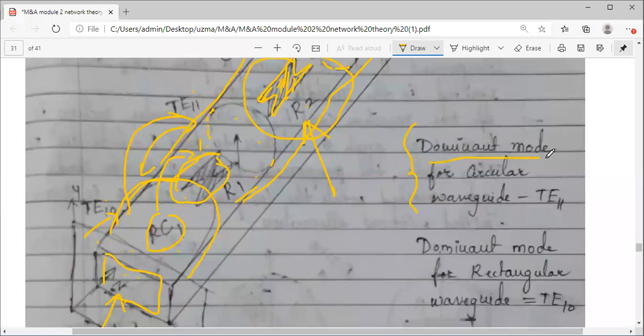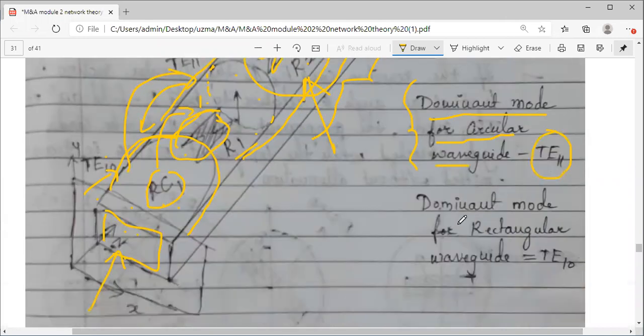Remember the dominant mode for the circular waveguide, जो central portion वाला है, this is the circular waveguide. The dominant mode is TE11. And the dominant mode for the rectangular waveguide, which is at both the ends, openings में है ना, that rectangular waveguide dominant mode is TE10. Fine, these are the dominant modes.